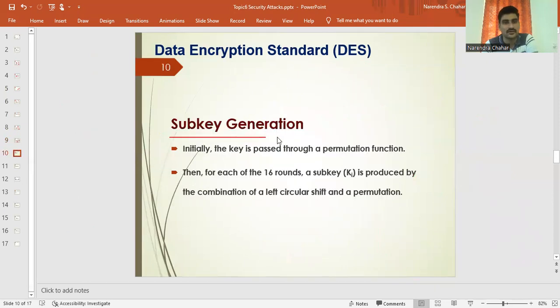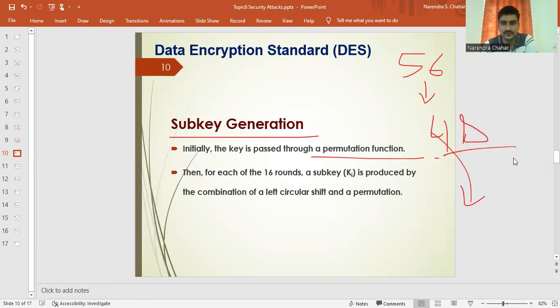Now we talk about subkey generation. First of all, the key is passed through a permutation function where it becomes 56 bits. First the initial permutation is done, and after that it is divided into rounds. So this will be reduced to 48 bits. In the permutation, all the bits are shuffled with each other, and after that the first 48 bits are selected, and this will be the first key.